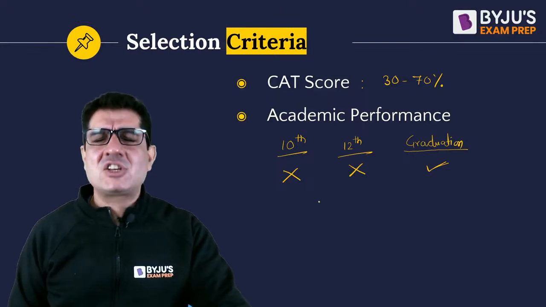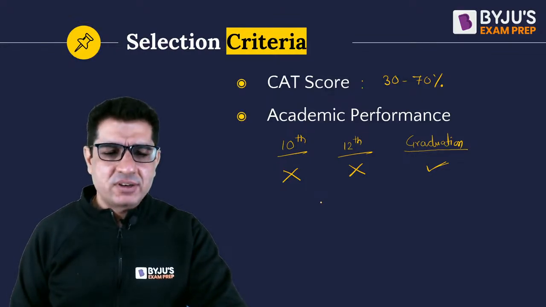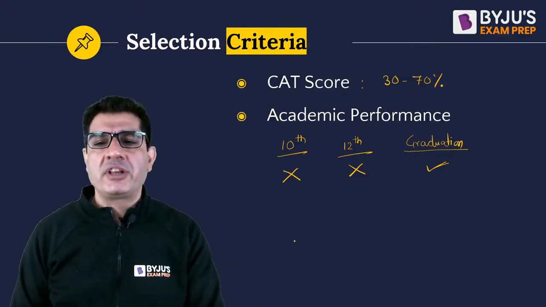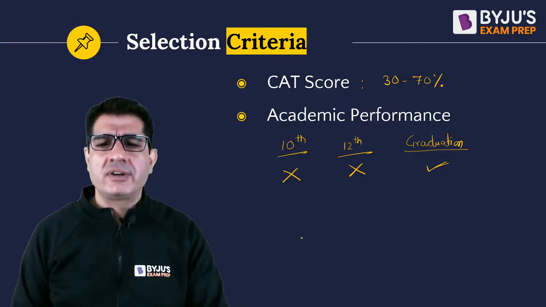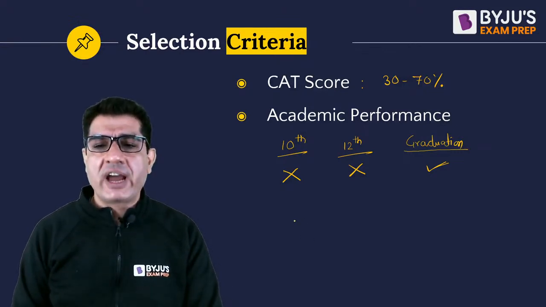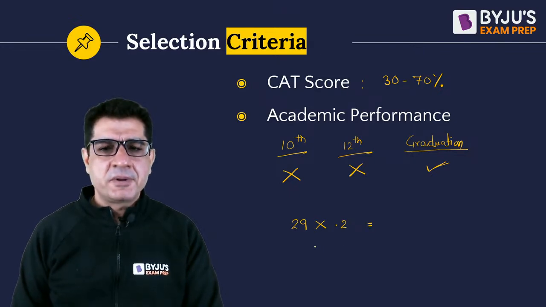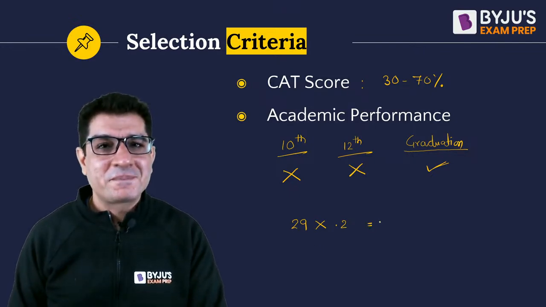Divij, let's just push up the CAT scores a little more. I think your 10th and 12th scores are absolutely terrific. You also have 2.5 years of work experience. When I say 2.5 years, let me give you the basic calculation. You have 29 months of work experience, multiply it by 0.2, right? And what do you get?